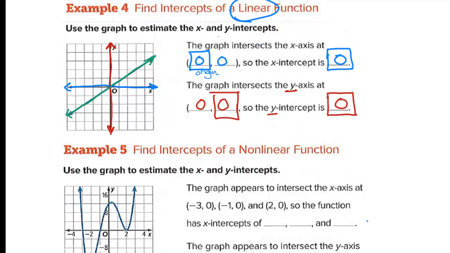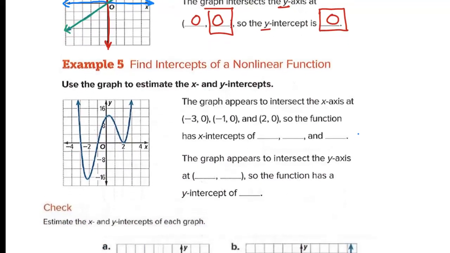Now, tell me, do you think this is a bad example? Yeah, because both the x and the y coordinates are 0 anyway. So that's kind of confusing. You could have picked 0 for either one. You wouldn't have known you were right or wrong. Do you see what I'm saying? Yeah, bad example. Let's go to example 5.